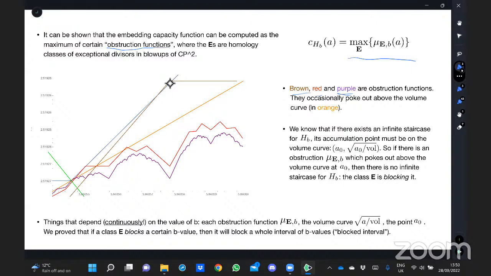And then it turns out, because all the things depend continuously on the value of B, that if a class E blocks a certain value of B, then it blocks a little open interval around that value of B. So that's how you get a blocked interval.